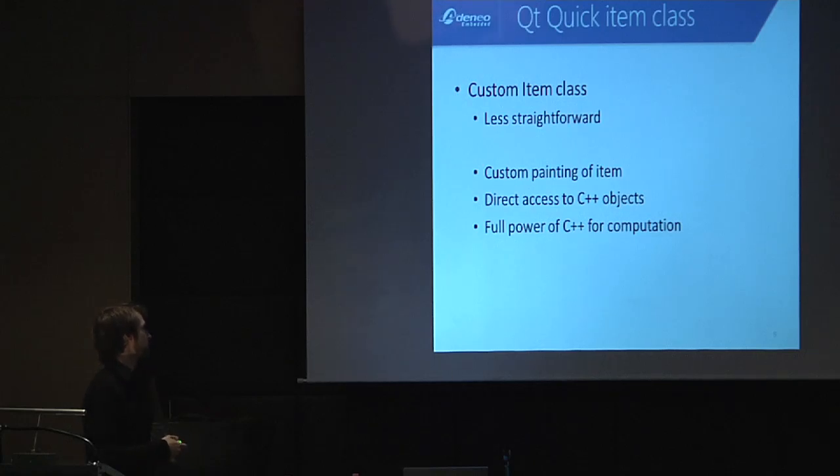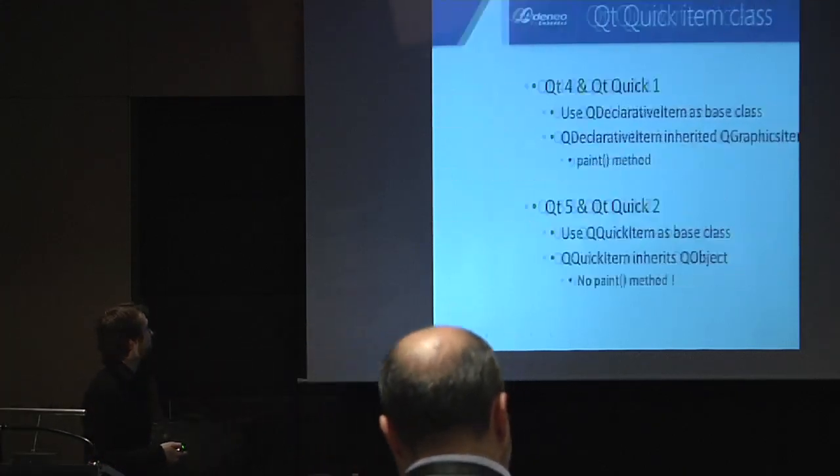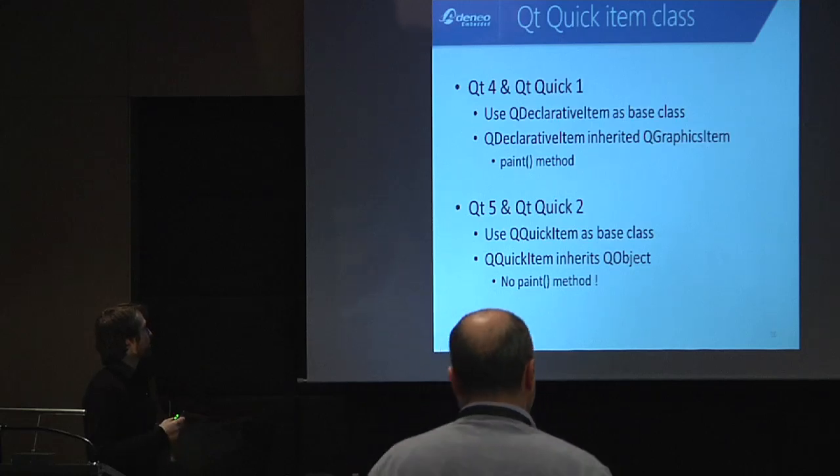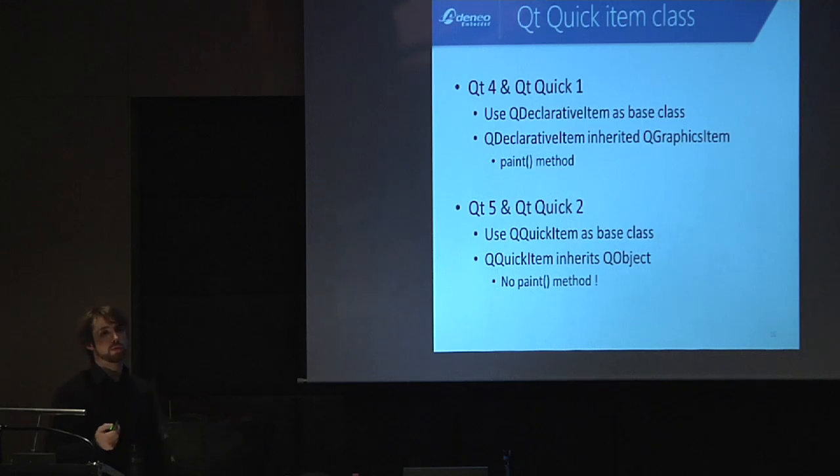So we have complete direct access to everything C++ offers in your application, and you use C++ at its full power directly on the C++ side. You have different ways of doing that. Before, with Qt 4, there was, from what I know, only one actually. With Qt Quick 1, the engine was not based on OpenGL. That was not the base of it.